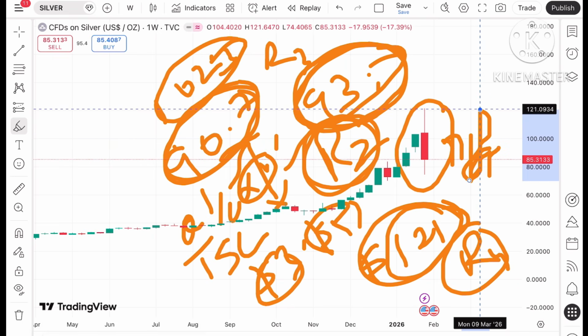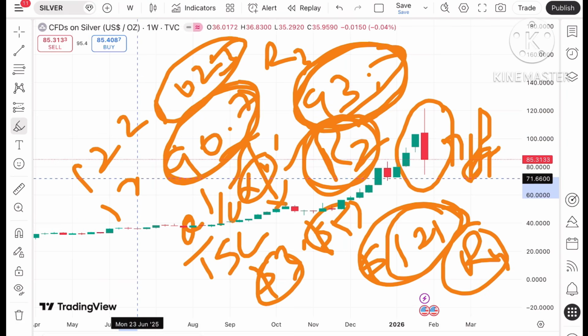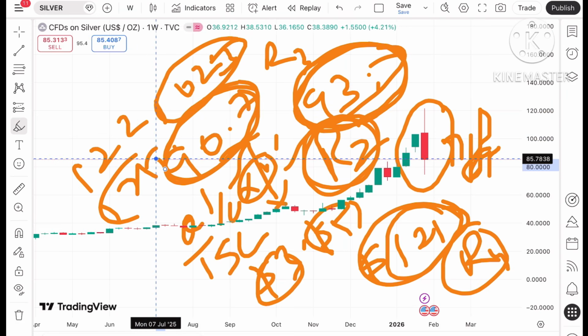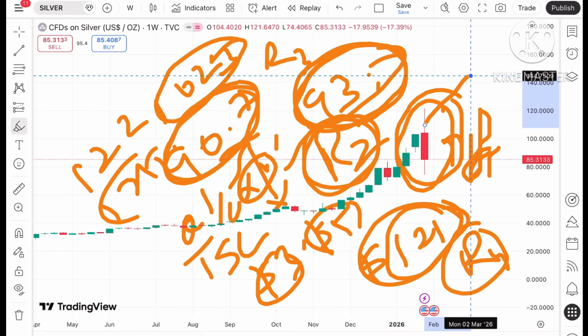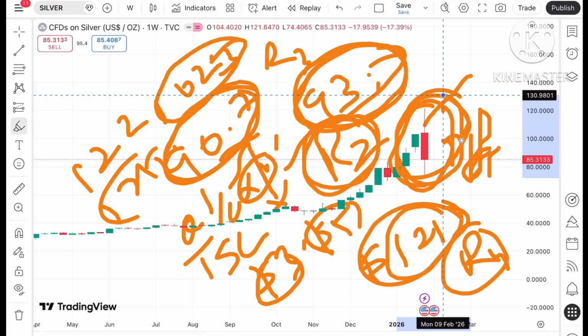So there is a probability of going further high towards 121, and then it can touch a level of 122 to a level of 125 or 130 also can be seen in the next week if the price keeps rising. But we have seen there is a bearish engulfing, so the probability can be high. I will explain this particular pattern in my Telegram channel so you can understand how it is.